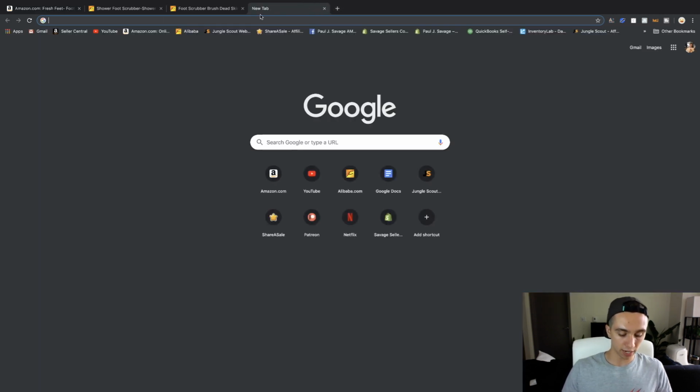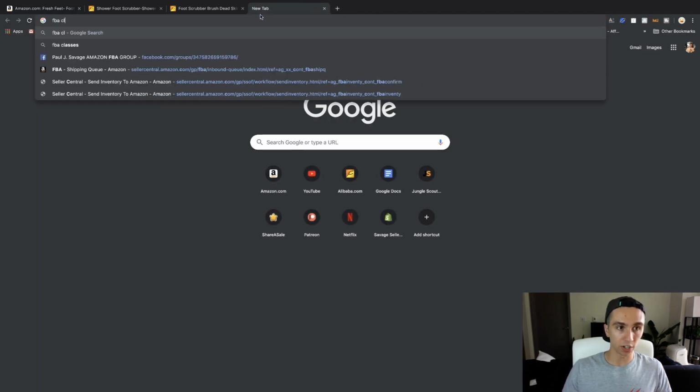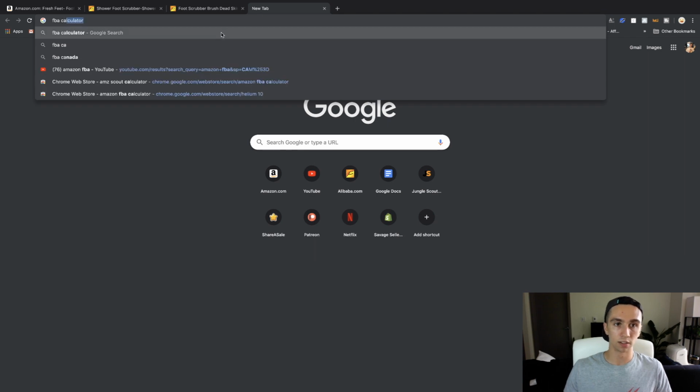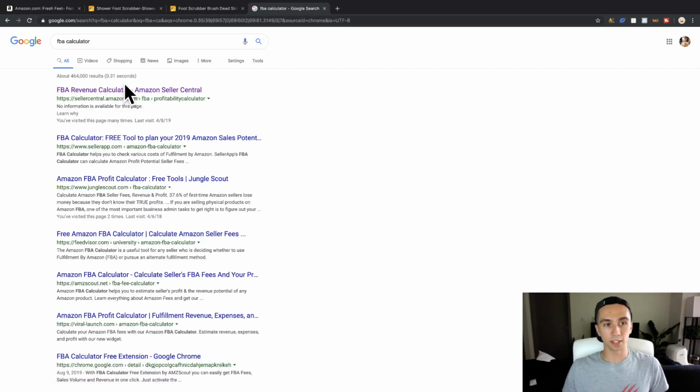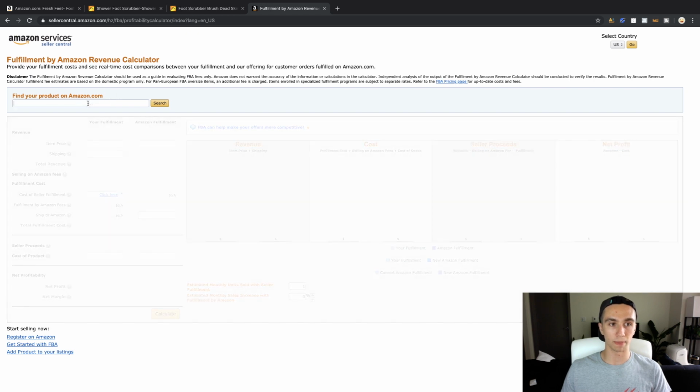And what you could do is actually just type in FBA calculator right into Chrome. And it's going to be this first link by Seller Central. Look at the URL, make sure it says Seller Central there. So FBA revenue calculator, there's actually several of these. There's one by Jungle Scout as well, but this is the classic one that everyone uses. It's actually a tool right by Amazon.